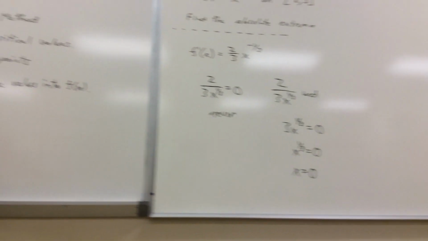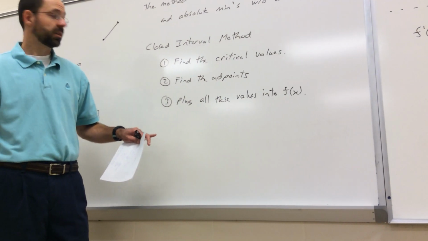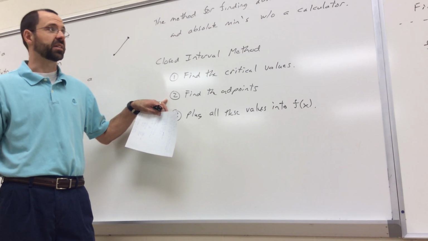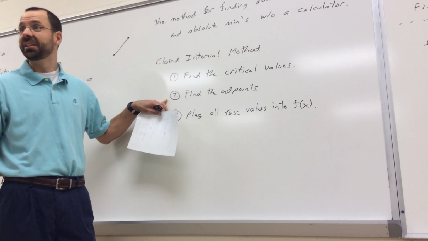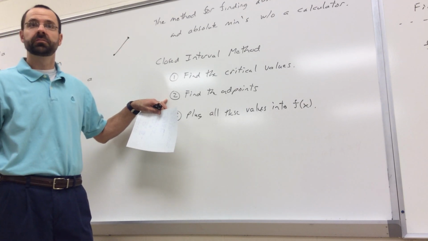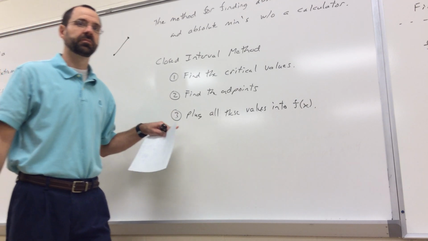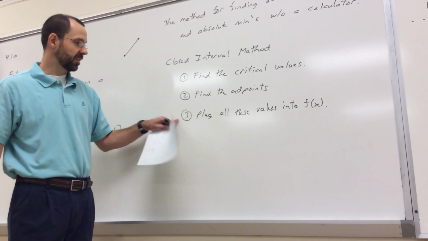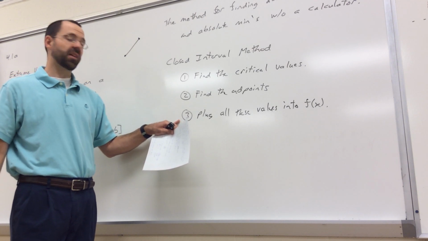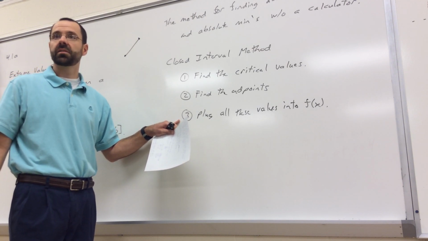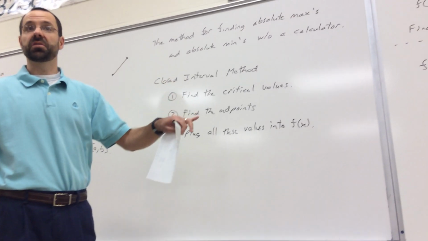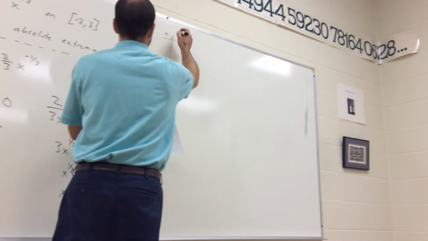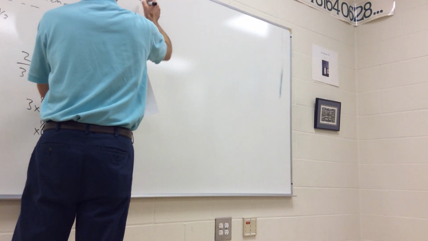Okay, now step two is very difficult. Finding the endpoints. I'm being sarcastic. It's really easy, right? It's -2 and 3. It's given in the interval. Okay, so check. We're down to step two. We just found it. Okay, then for step three, you take all those values and plug them into f of x. So I've got -2 and 0 and 3. I'm just going to make a table of those.